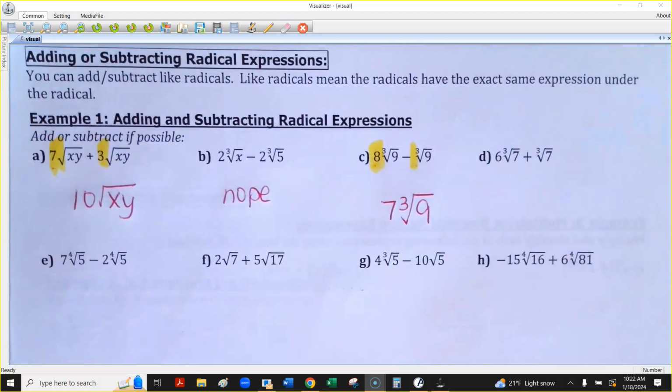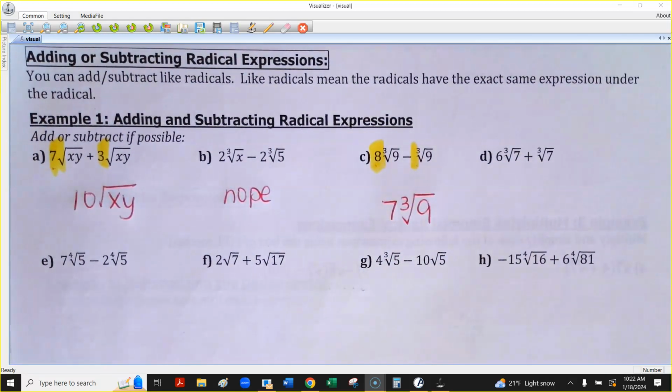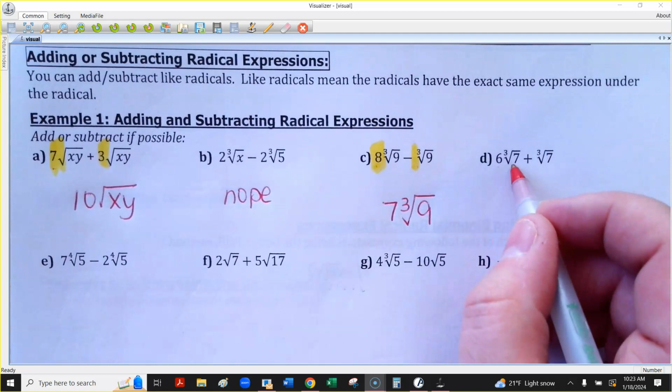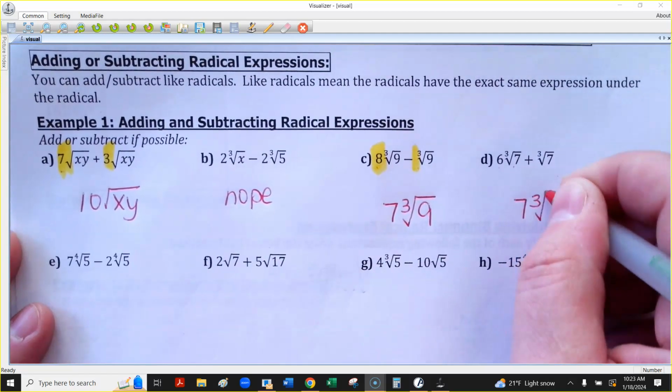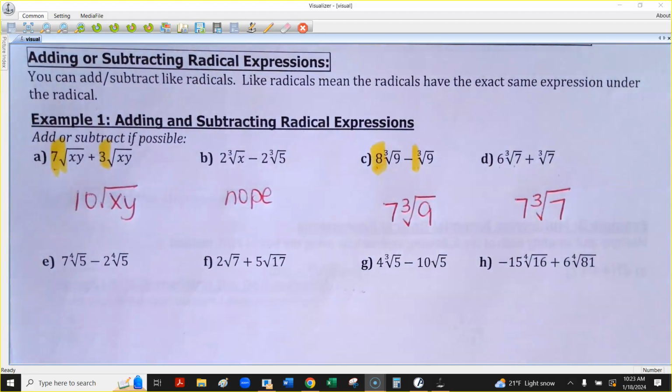The radical, the index doesn't change, and what's under the radical does not change if you are adding or subtracting. So this one says 6 cube roots of 7 plus a cube root of 7. So it would be 7 cube roots of 7. What's under the radical should not change if you are adding or subtracting.